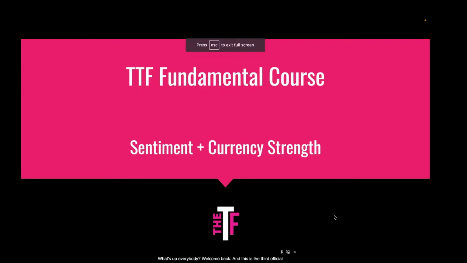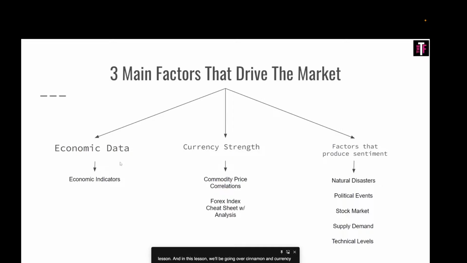And in this lesson, we'll be going over sentiment and currency strength. In the previous lessons, we went over economic data and how to read them, and now we're going to go over the other two main factors that drive the market. And we're going to start off with sentiment first.